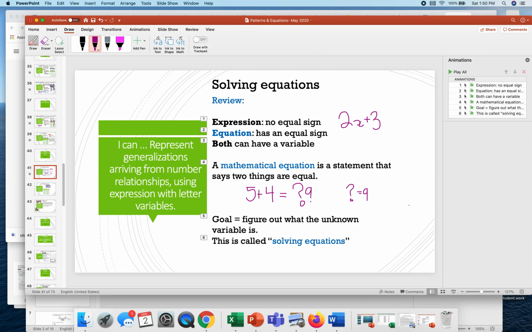Okay, so here we could put in the 9. We're able to do this. This is basic arithmetic, like you guys have been doing since you were in grade 1. Okay, so when we have an equation, the goal is to figure out the value of the variables, to figure out what the unknown variable is.